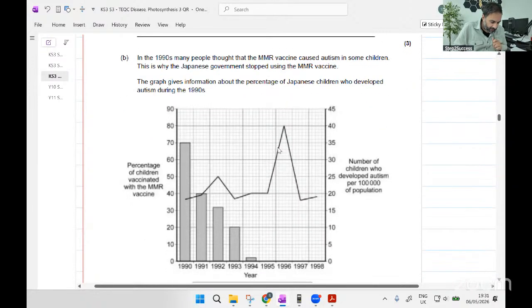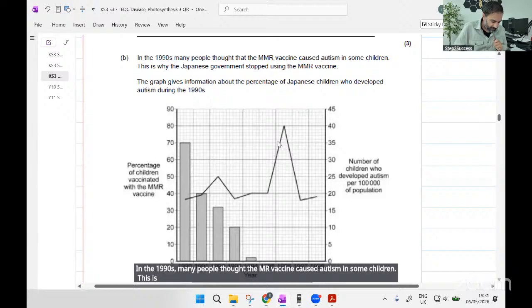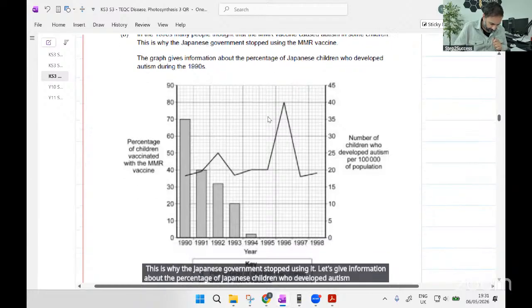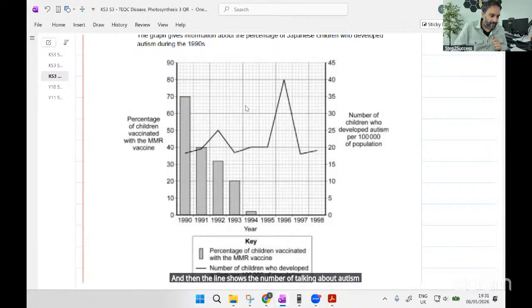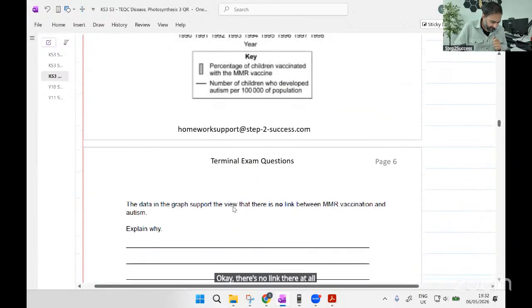In the 1990s, many people thought the MMR vaccine caused autism in some children. This is why the Japanese government stopped using it. This gives information about the percentage of Japanese children who developed autism. These bars show the percentage of children vaccinated, and the line shows the number of children who developed autism. There's no link there at all. The data supports the view that there is no link.